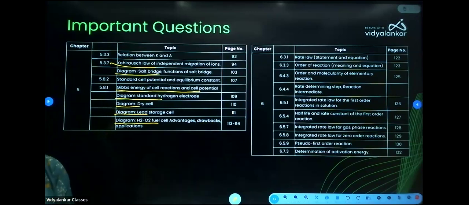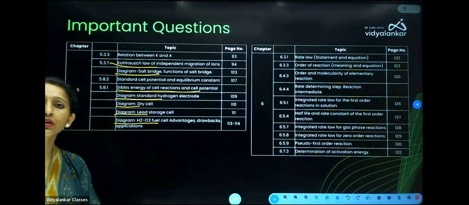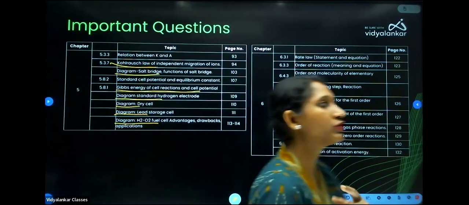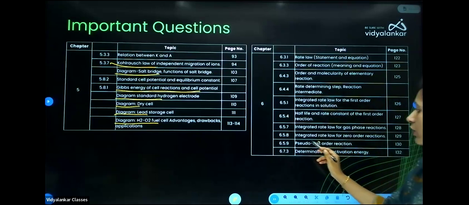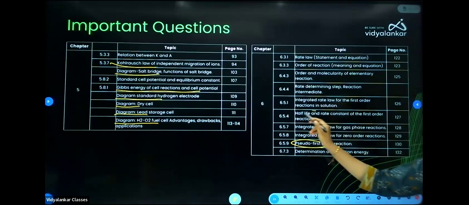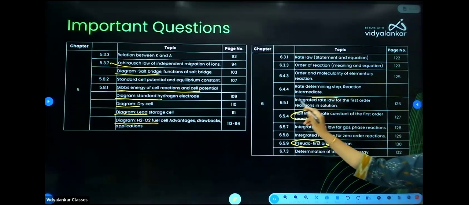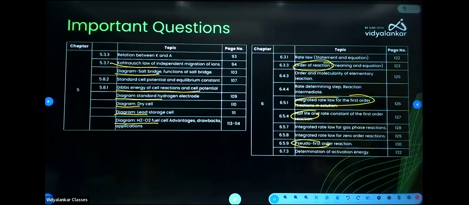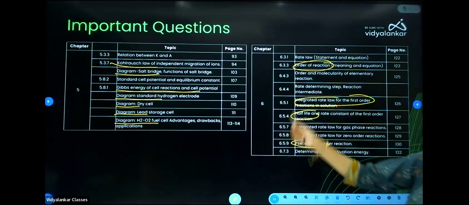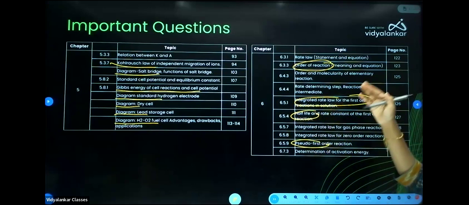Now chapter number 6, again an easy chapter and full of derivations. Mostly derivation questions come from this chapter. Here, along with the derivations, definitions are also important. The most commonly asked definitions from the chapter are pseudo first order, half life, integrated rate law, first order, and order of reaction. These are the topics you are not supposed to skip from the chapter. Let us start with it.